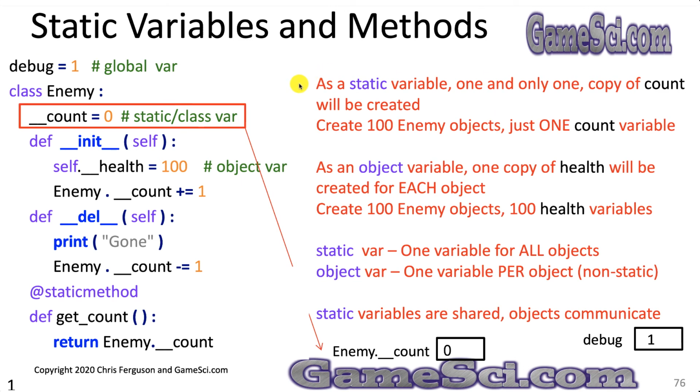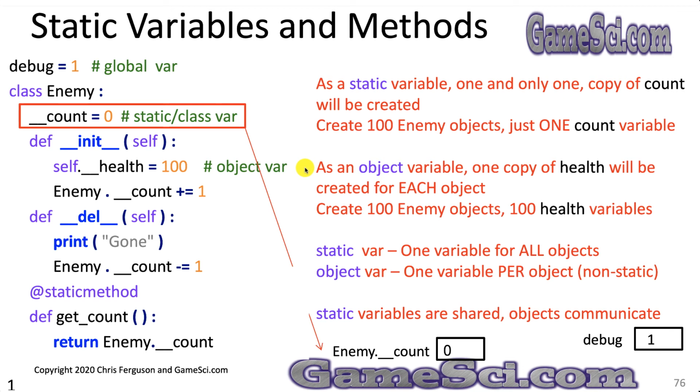As a static variable, one and only one copy of count will be created. If I created 100 enemy objects out of this class, just one single count variable would be allocated. So here I'm creating the class or static variable __count. One and only one copy will be created for that variable.